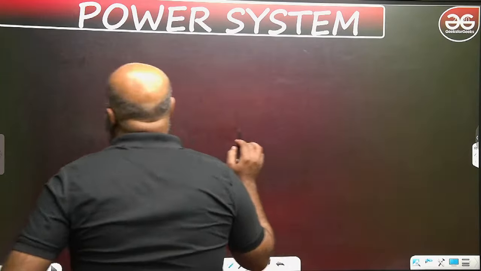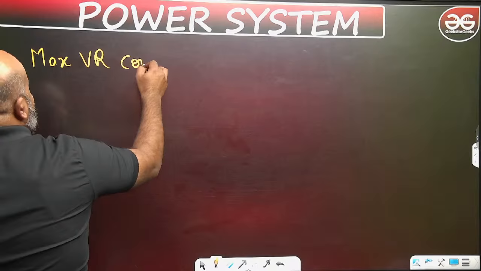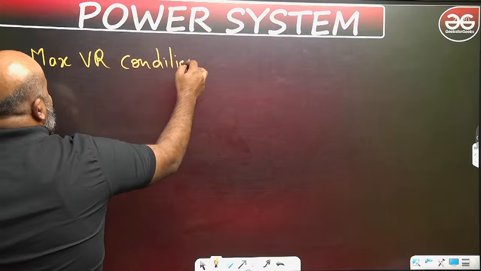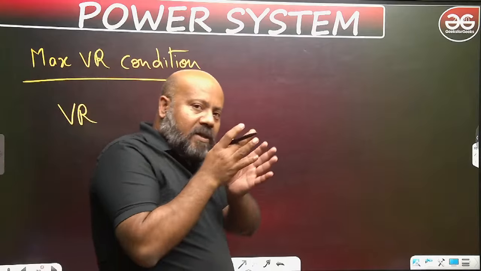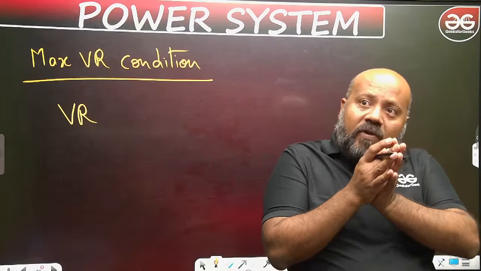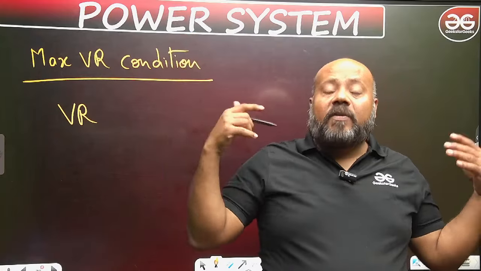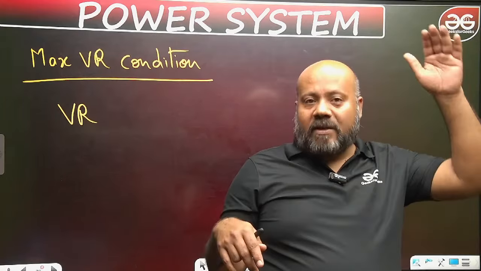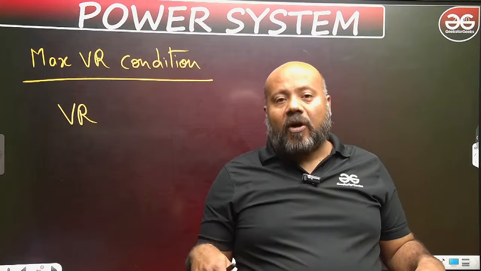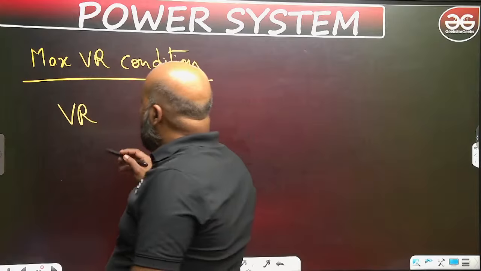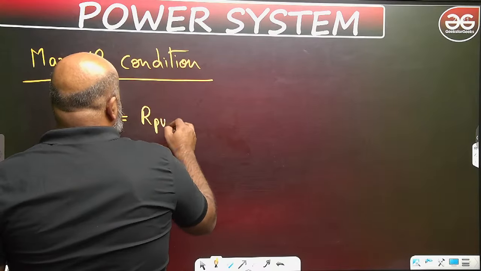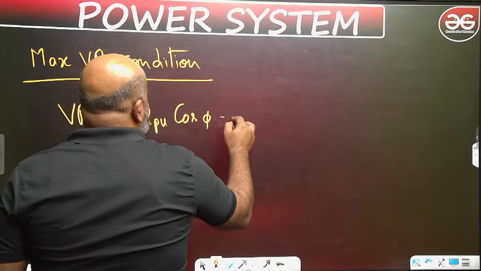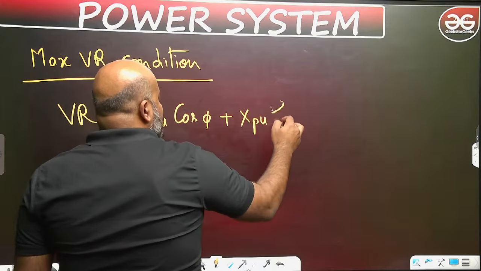First, let us see the maximum voltage regulation condition. Voltage regulation means the change from no load to full load is very high. That is only possible when you have the lagging load. Lagging load means voltage drop. Yes or no? So the voltage regulation equation we use for the lagging load is R per unit cos phi plus X per unit sin phi.